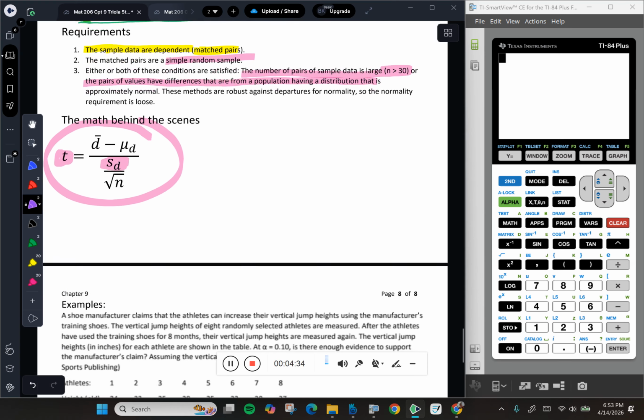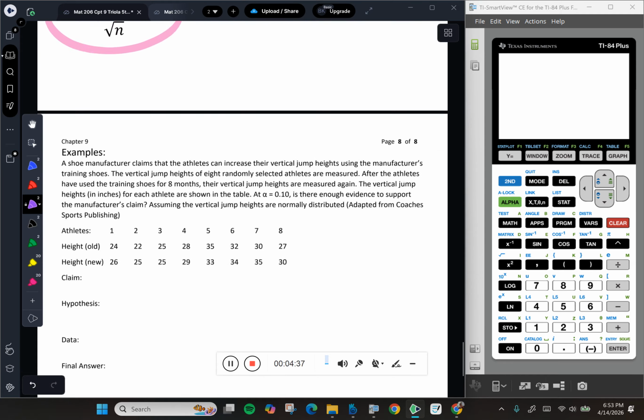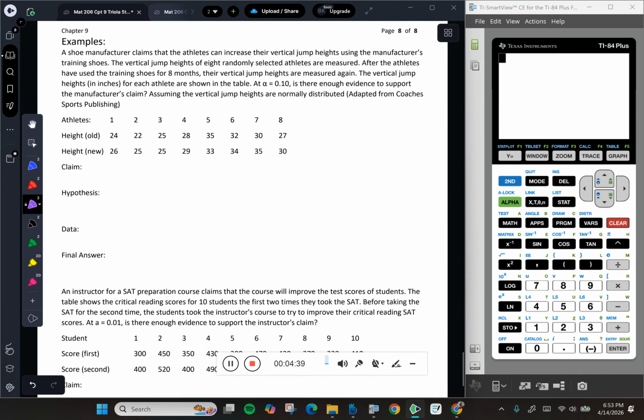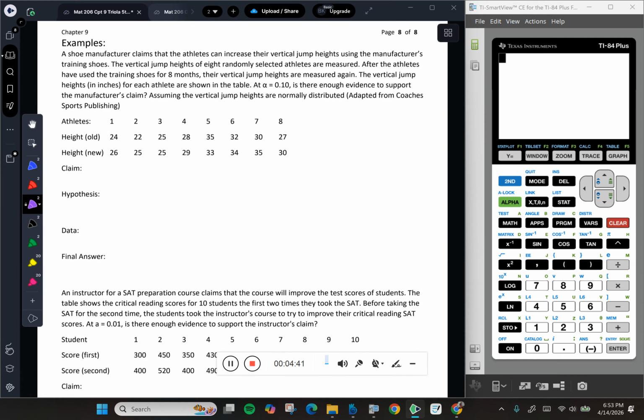Okay, let's take a look at what's going on. Here is our first example. A shoe manufacturer claims that athletes can increase their vertical jump heights using the manufacturer's training shoes. The vertical jump heights of 8 randomly selected athletes are measured. After the athletes have used the training shoes for 8 months, their vertical heights are measured again. I'm going to highlight that because that's the key thing here, right?